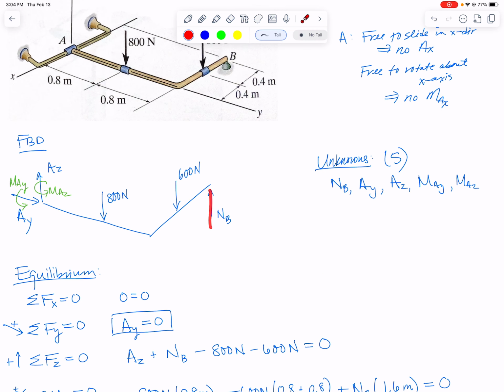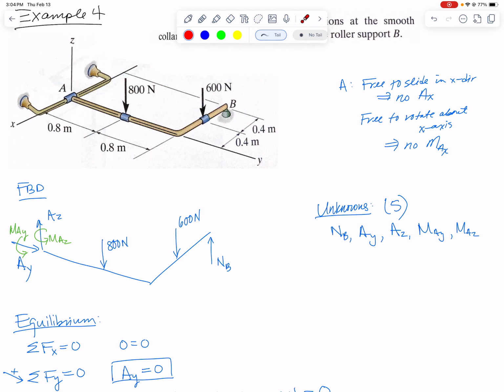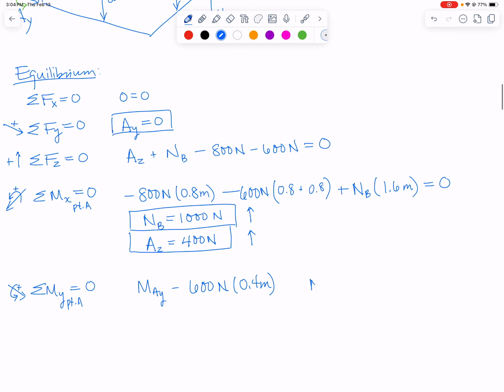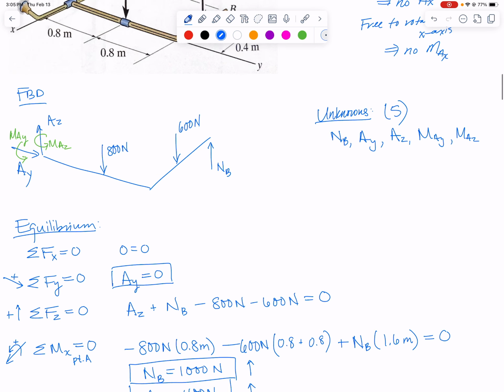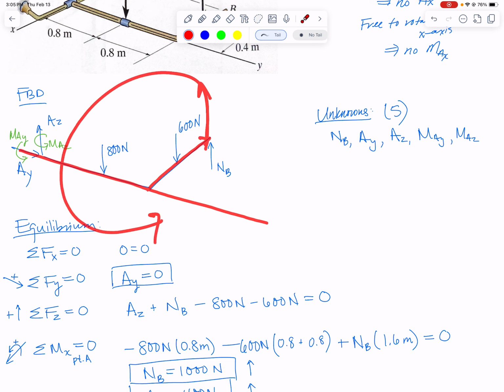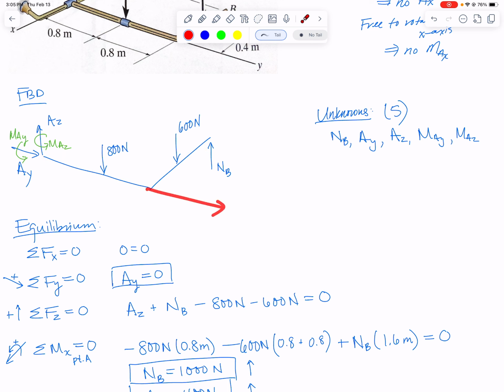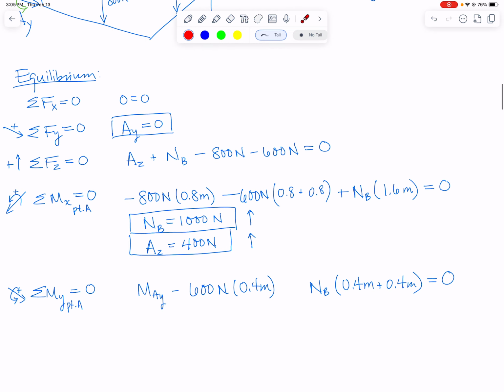And then finally, NB, we need a perpendicular distance. So from the y-axis out to NB, the distance will be 0.4 plus 0.4. So we've got NB, which I know is 1,000 newtons, times 0.4 meters plus 0.4 meters. It's all going to equal 0, and then is NB going to cause a positive or negative moment? The axis is here, position vector goes out that way, and then the force vector goes up. So we're rotating this way, which if you curl your fingers that way around the axis, it's going to be a positive moment because your thumb is pointed toward the positive direction.